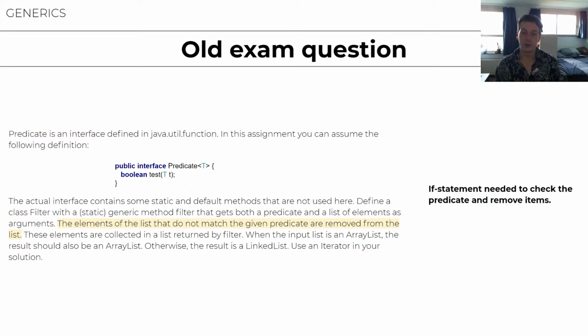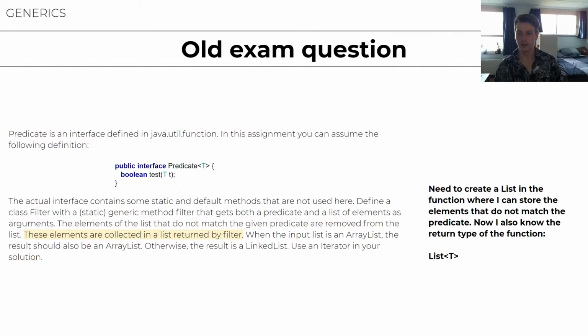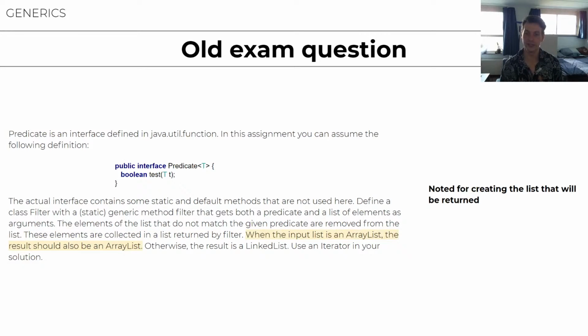The elements that do not match the given predicate are removed from the list. That means we need an if statement that checks the predicate and possibly removes items. These elements are collected in a list returned by filter. We need to create a list in the function to store the elements that do not match the predicate. Now we also know the return type of the function: a list of T. When the input list is an array list, the result should also be an array list. Now we know what to do with creating the list that we return.